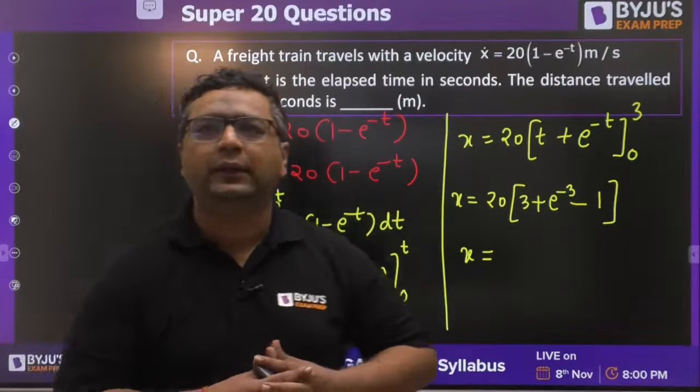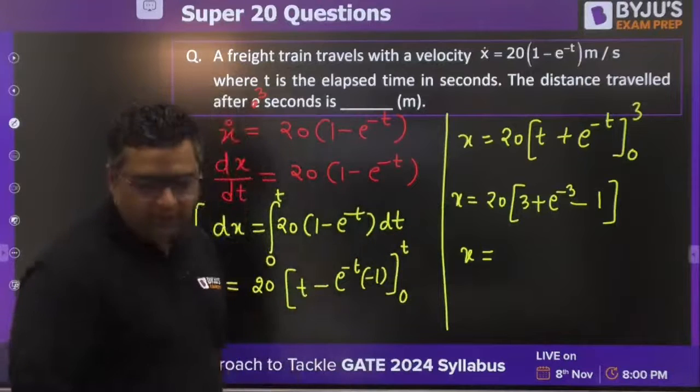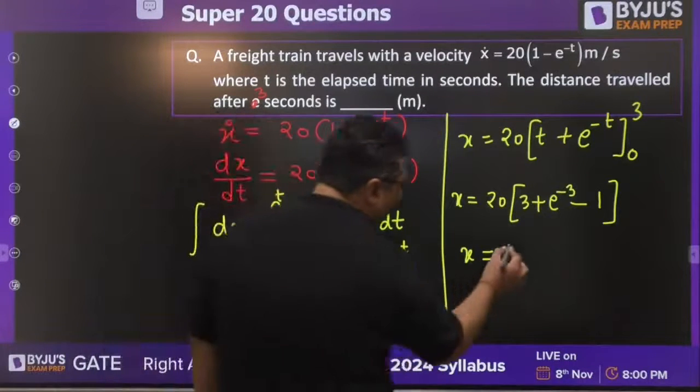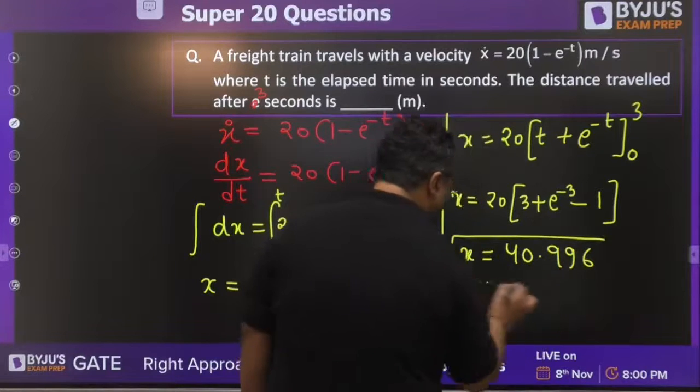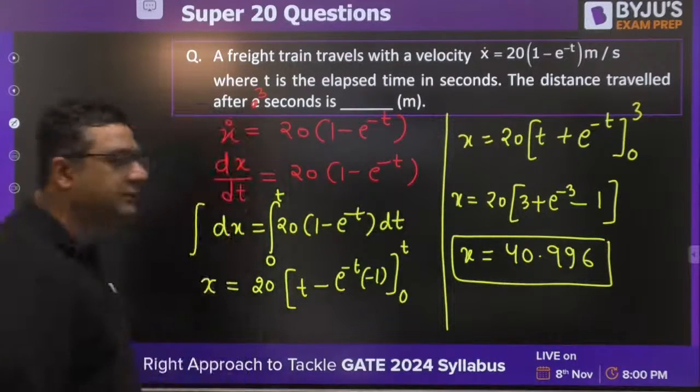Yes, calculation mistake. So when you solve it, the answer will come out to be 40.996. The answer will be 40.996. Okay.